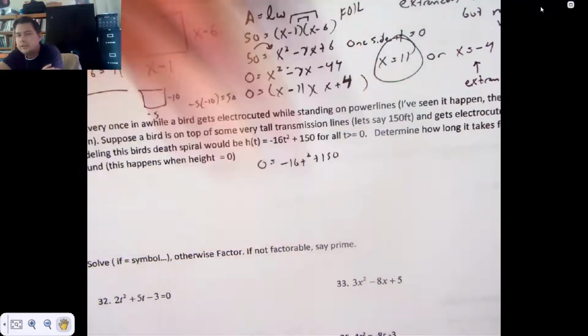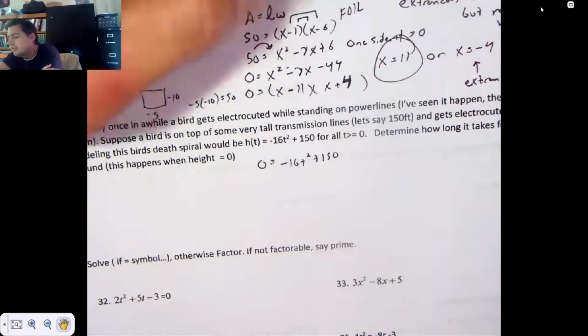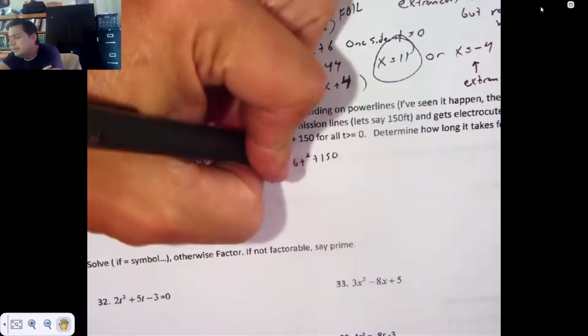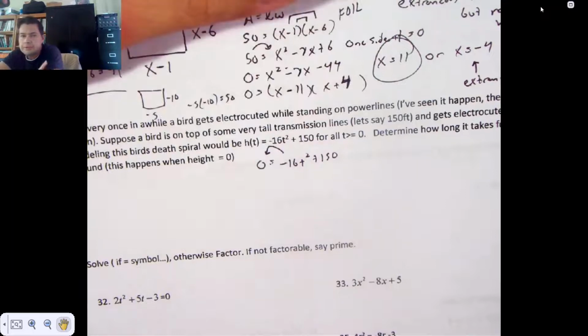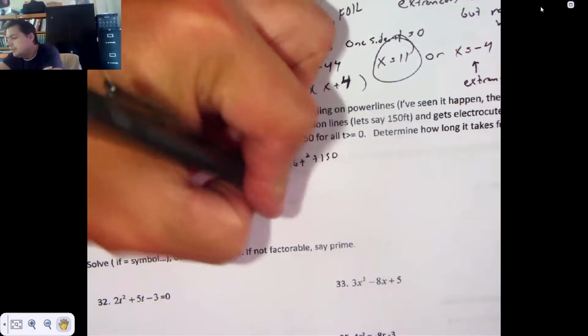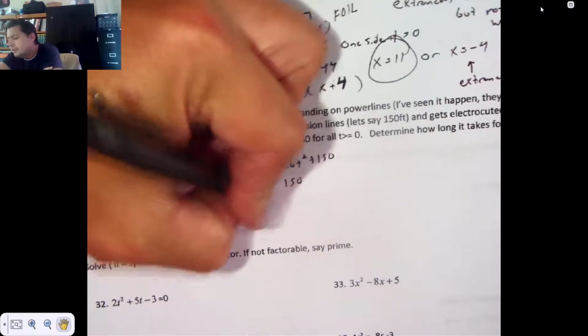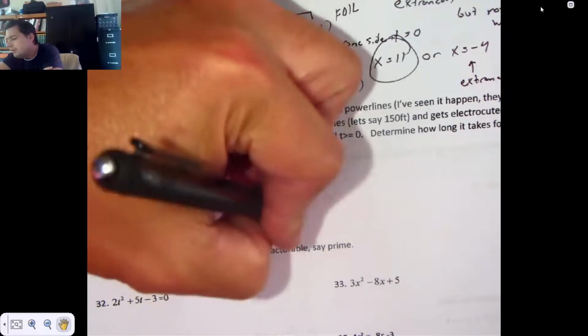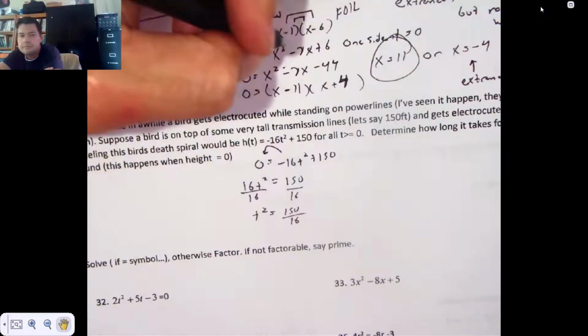This is going to be an ugly looking answer, absolutely hideous looking answer. This doesn't factor. There are no factors of 150 that add to 0, but it's okay. We get to use what's called the square root technique. So we're going to jump 16t squared to the right to make it positive. Then we're going to divide by 16. So now we have t squared is 150 sixteenths.